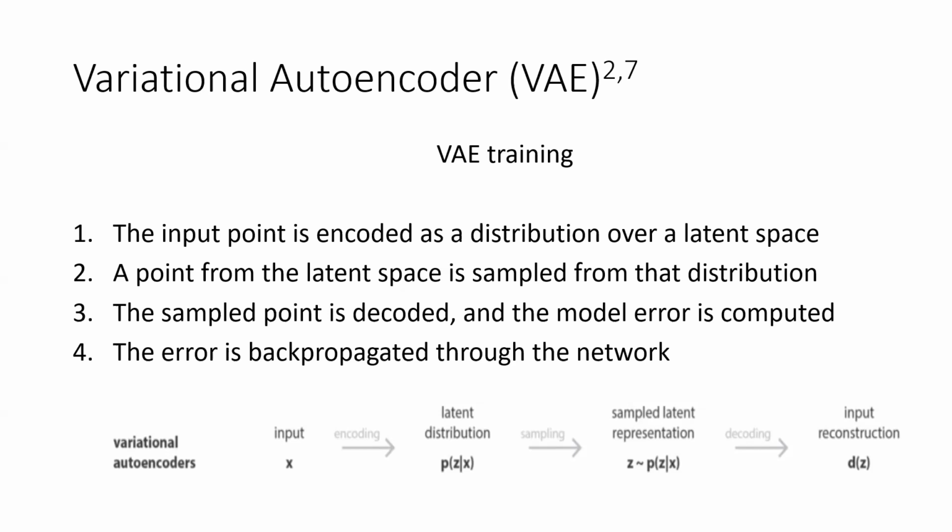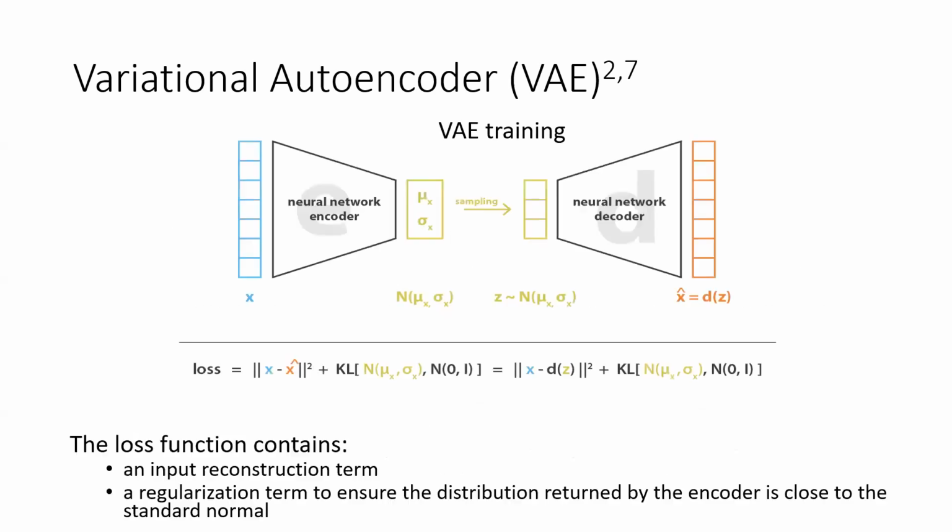So we sample a point from that latent distribution. The sampled point is then decoded, with the aim to reproduce the original input, and the model error is computed, and the error is backpropagated through the network as usual in any deep learning model.